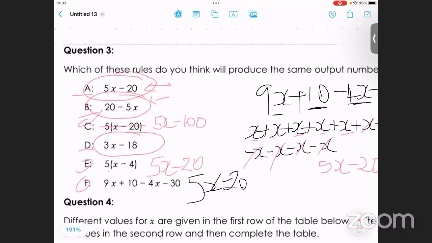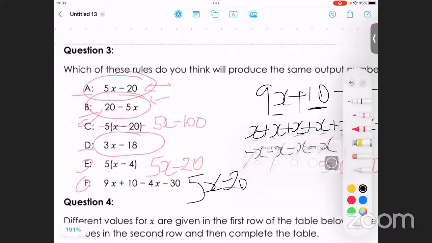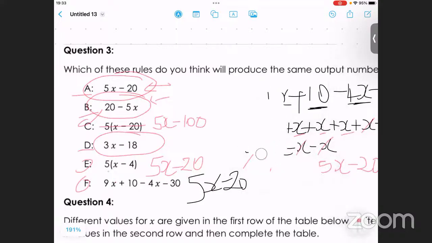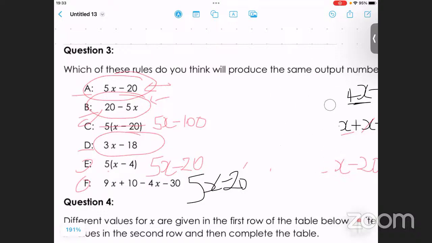Now we have all the expressions here. For A, we have 5x minus 20. Let me wipe these so you don't get confused. B is 20 minus 5x, C is 5x minus 100, for D we have 3x minus 18, for E we have 5x minus 20, and for F we have 5x minus 20.